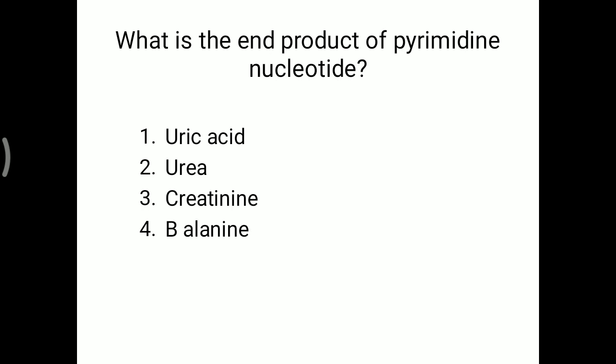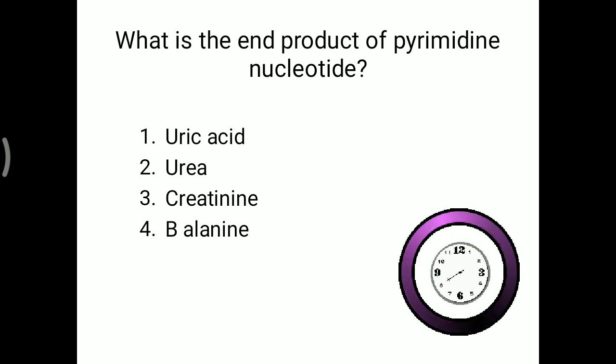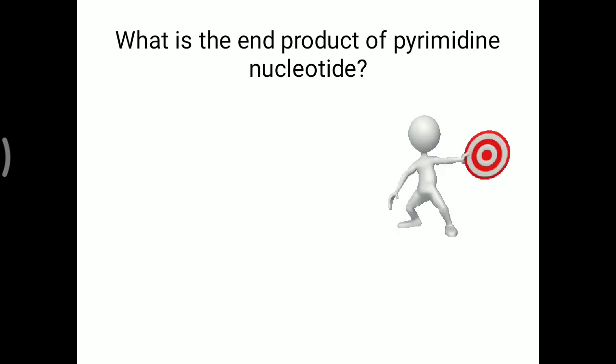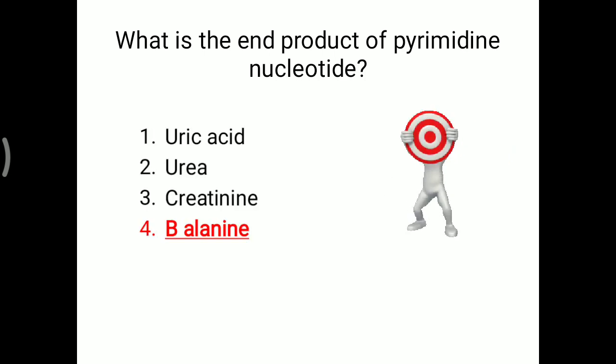If you do not know exactly the pyrimidine nucleotide end product, then you can think that the purine end product is uric acid, the protein end product is urea, while in muscle fiber, creatine phosphate sometimes spontaneously generates creatinine. So beta alanine you do not know exactly, so you can go with beta alanine, but you have to know what the right answer is for the pyrimidine nucleotide end product.